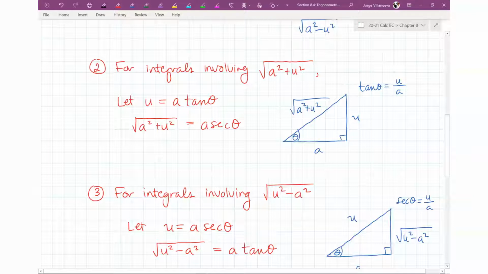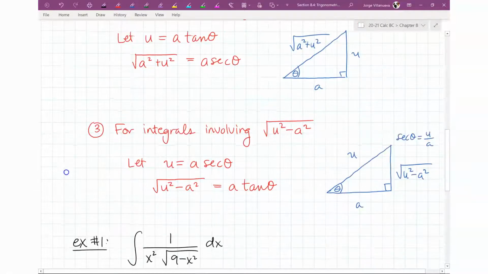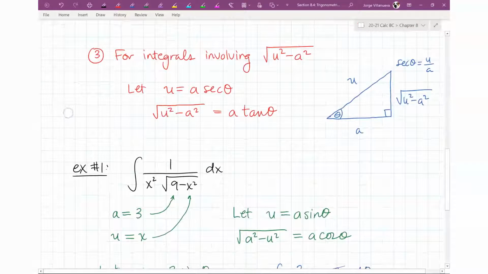Okay, and the last one was this here. Anything that had integrals involving the square root of u squared minus a squared. So if you had that type of look, you let u equal a secant theta, and the square root of u squared minus a squared should be a tangent theta. Remember, those triangles that I was drawing are there for the very end of the problem. At the very end, you're going to have to evaluate your final solution, because you're going to have to put it back to normal.